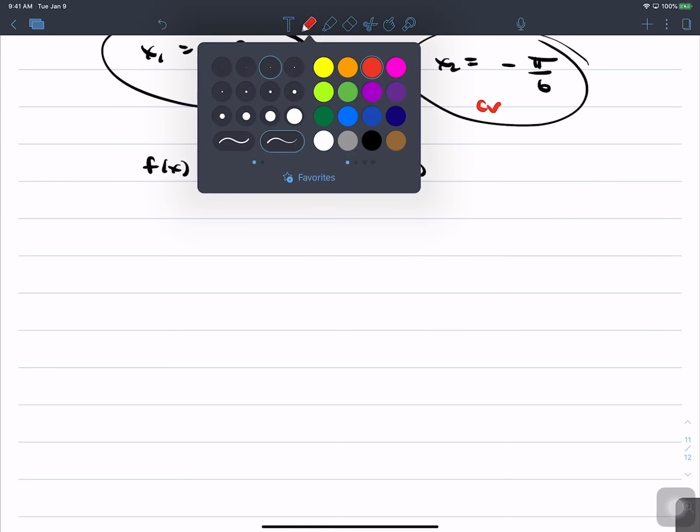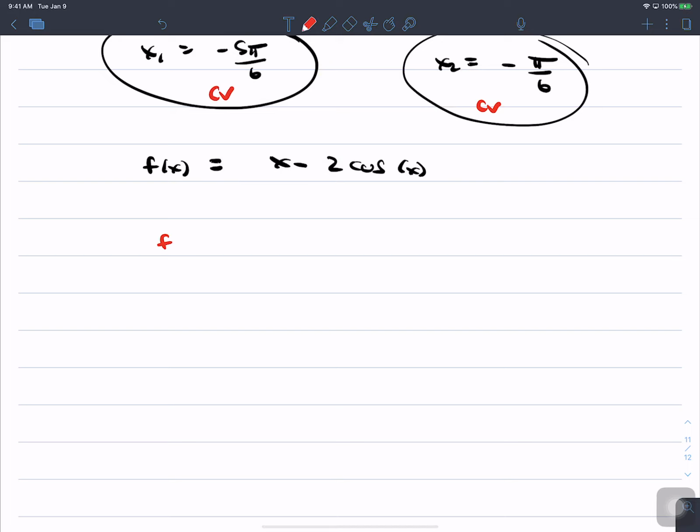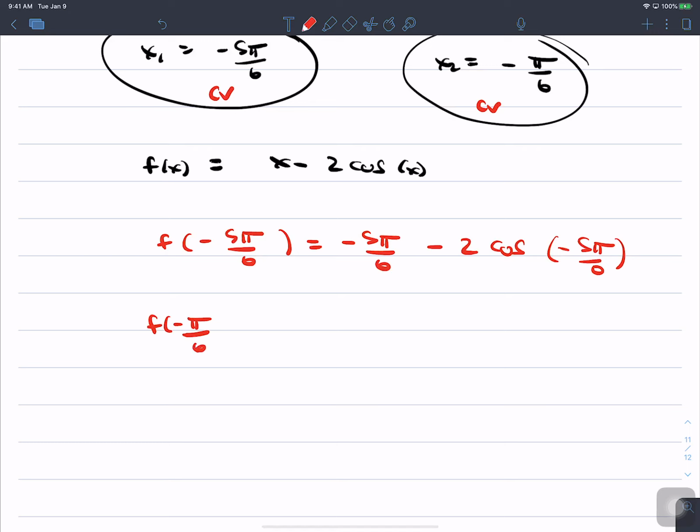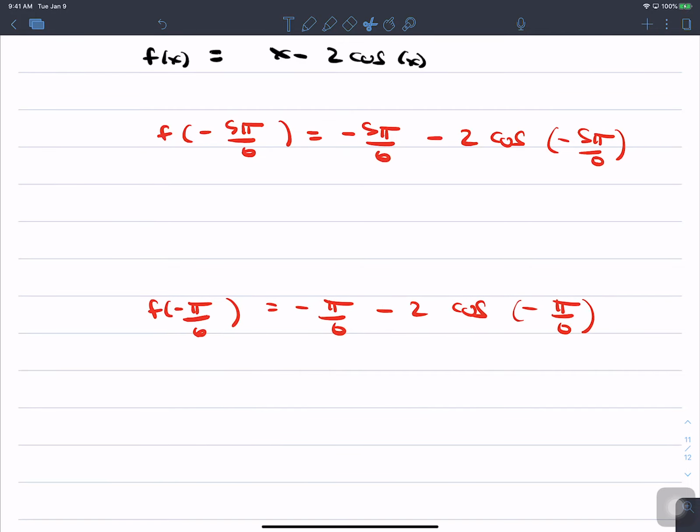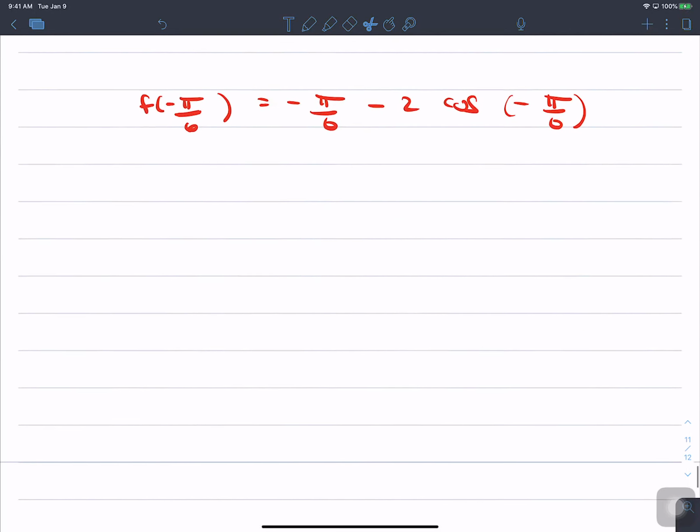We need to find, by following that procedure here, in red for the critical values, f of -5 pi over 6 gets plugged into the equation. -5 pi over 6, or I should say the function, minus 2 cosine -5 pi over 6. The second one is f of -pi over 6, which would be -pi over 6 minus 2 cosine -pi over 6. And we might need to use some more space.